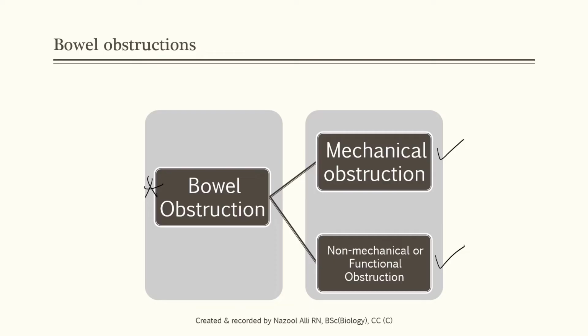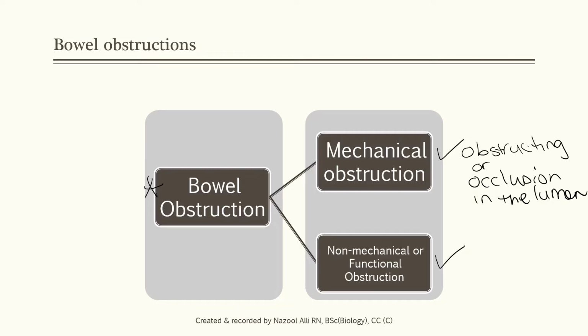When we look at mechanical obstruction, there is physically something that is causing an obstruction or an occlusion in the lumen of the GI tract. Therefore, once there is something physically there in the lumen, it does not allow contents of the GI tract to get through.